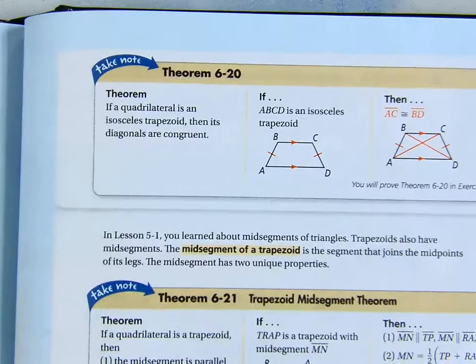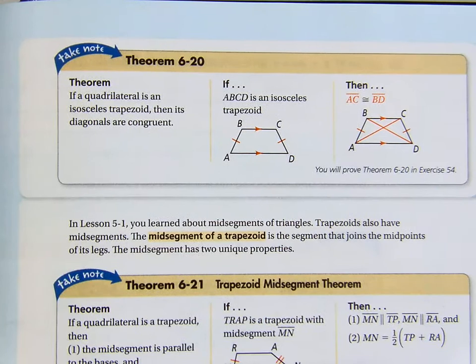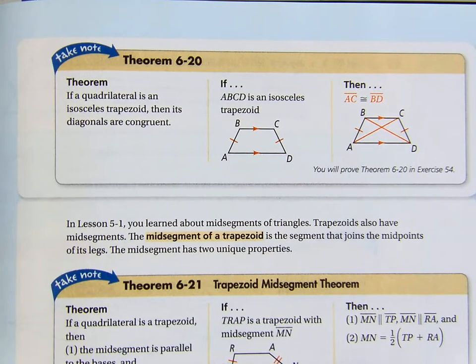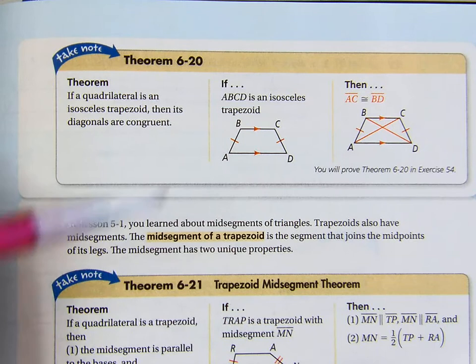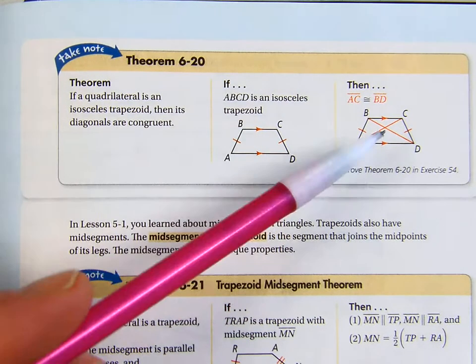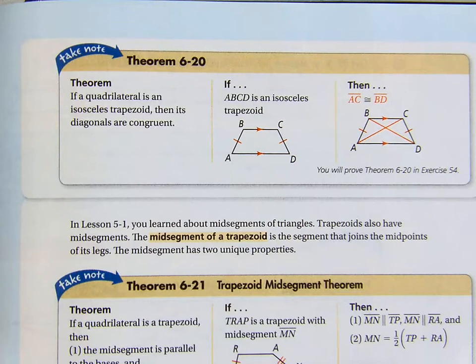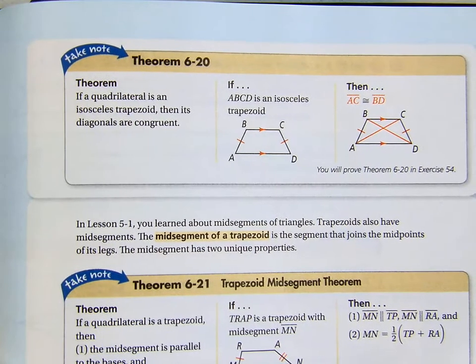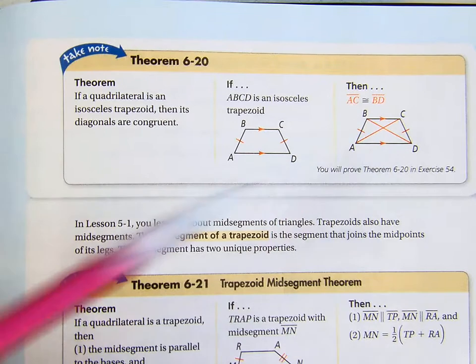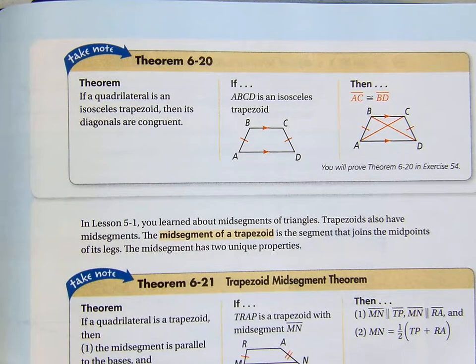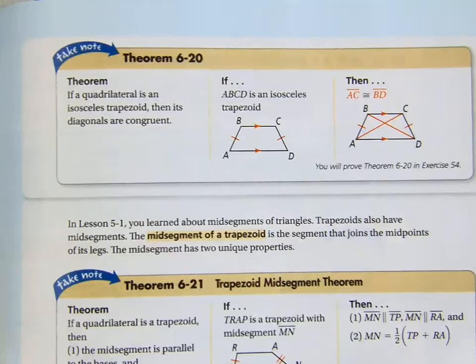Over on the next page, we have some more theorems. It says if a quadrilateral is an isosceles trapezoid, then its diagonals are congruent. Okay, so that means that from B to D and from C to A would be congruent. So just in any ordinary trapezoid, this wouldn't be the case, but if it's isosceles, then the diagonals are congruent. Okay, just remember that, and we'll use that later on. Then in the middle of the page, there's lesson 5.